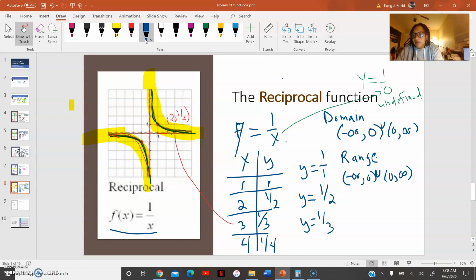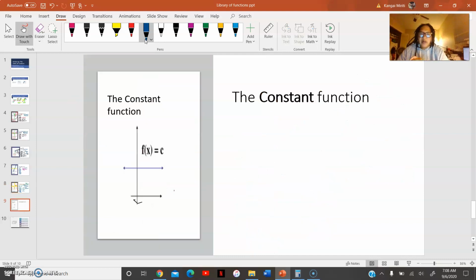So there's one more function to introduce you to in the library of functions in this second part. This last function is called the constant function. And this equation looks kind of funny because it says f of x equals c, but this c could be any number.